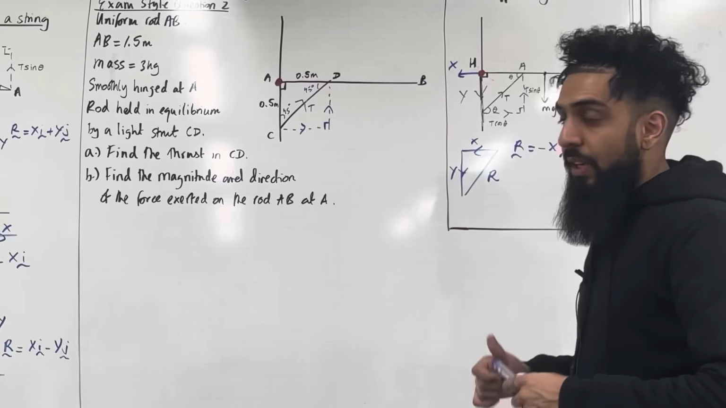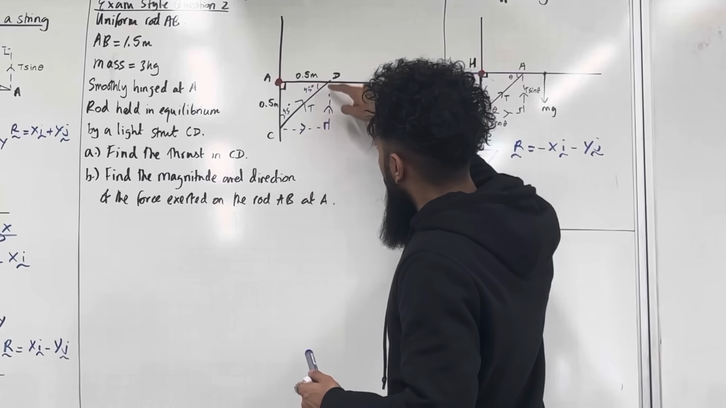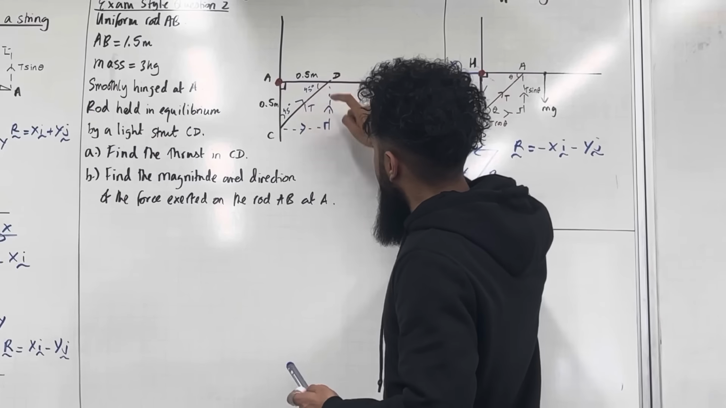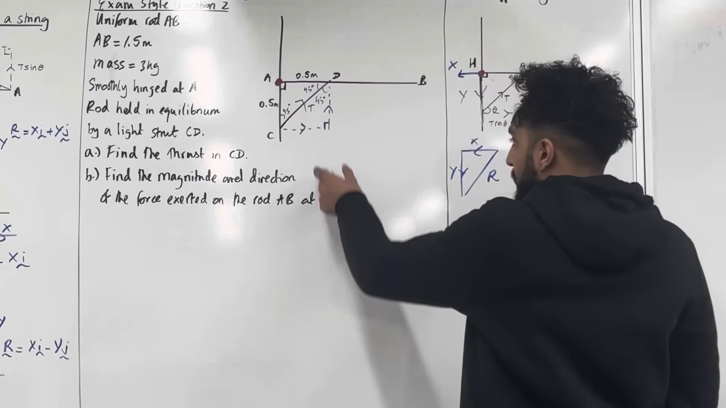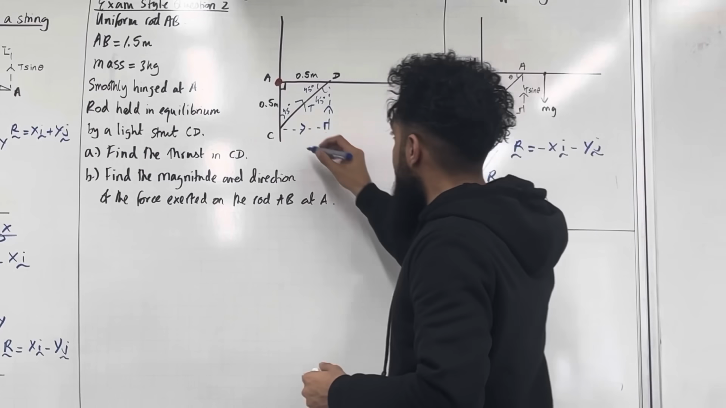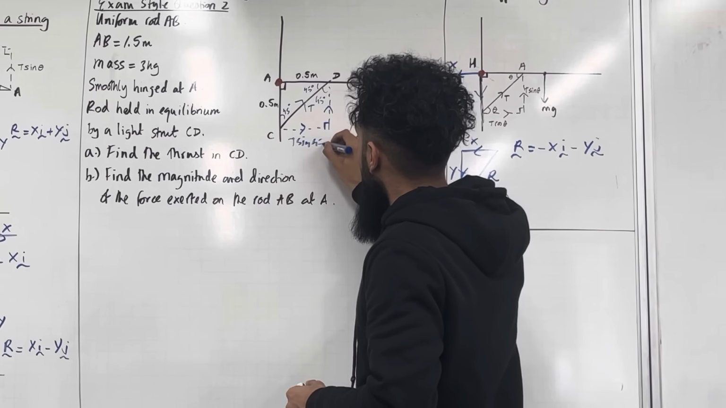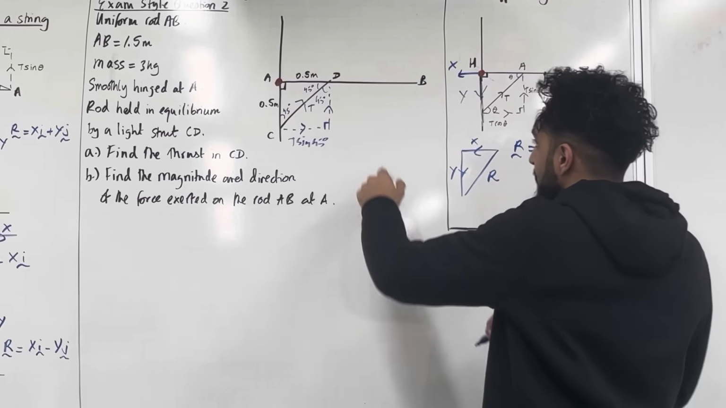Okay, so we have that alternate angles are equal. So if we look over here, we've got a Z shape. If that's 45, this is also 45. This component over here is the opposite, so it will be T sine 45. This component over here is the adjacent, so it will be T cos 45.